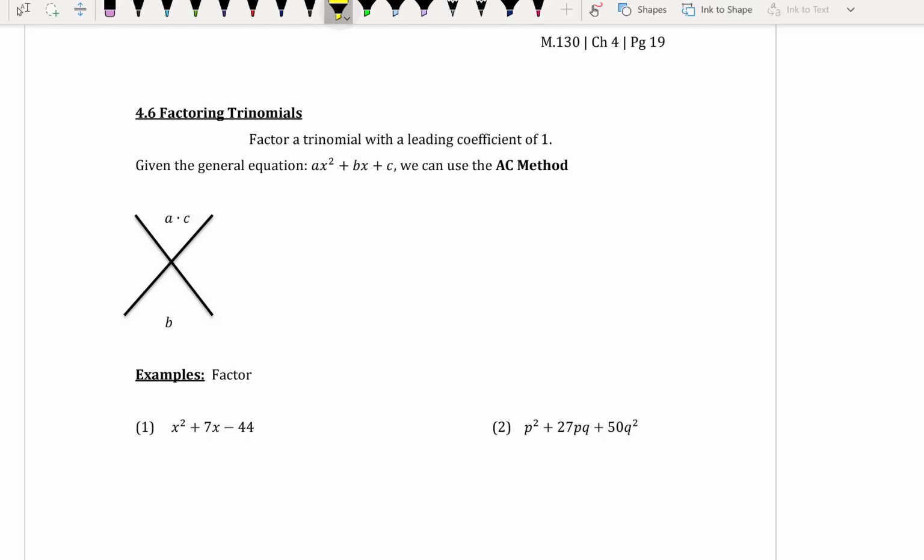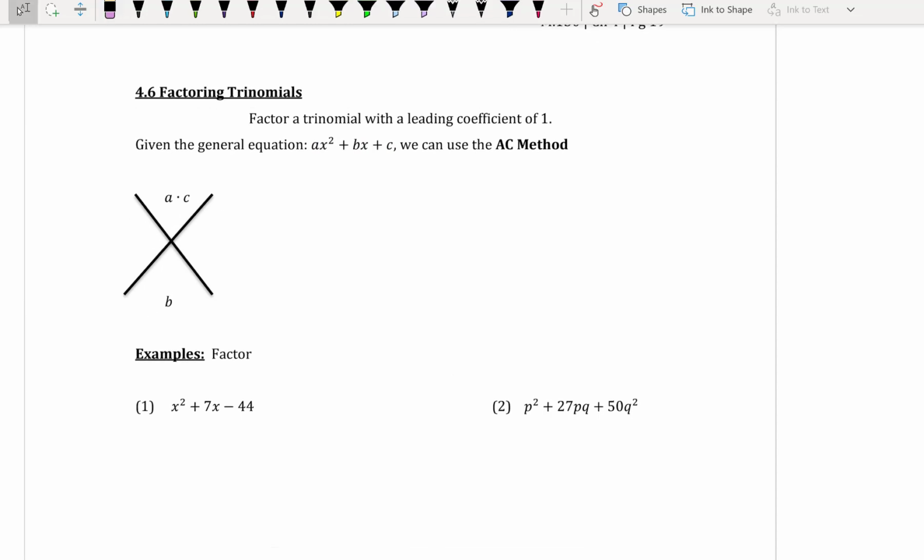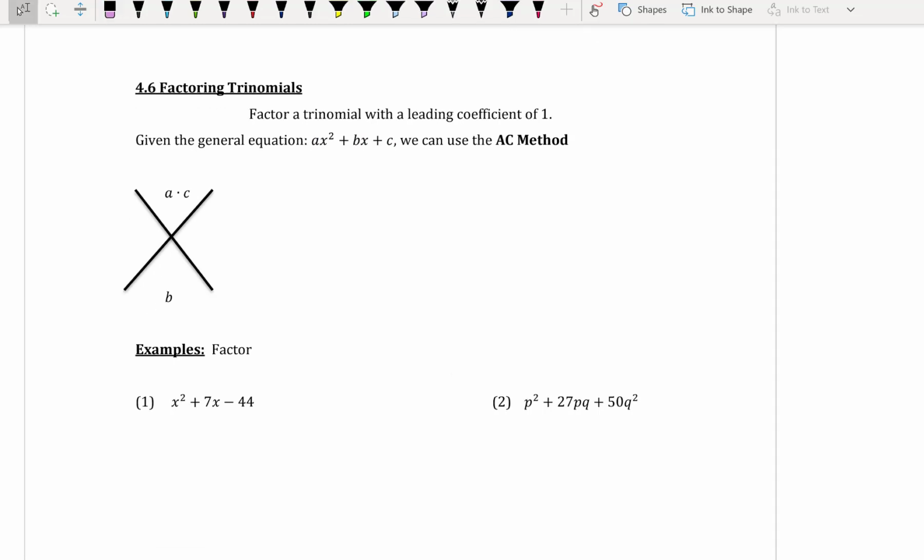It's really important for us to realize that our a, our b, and our c are just the coefficients in a degree 2 polynomial. So we are going to consider that and put it into this AC method.